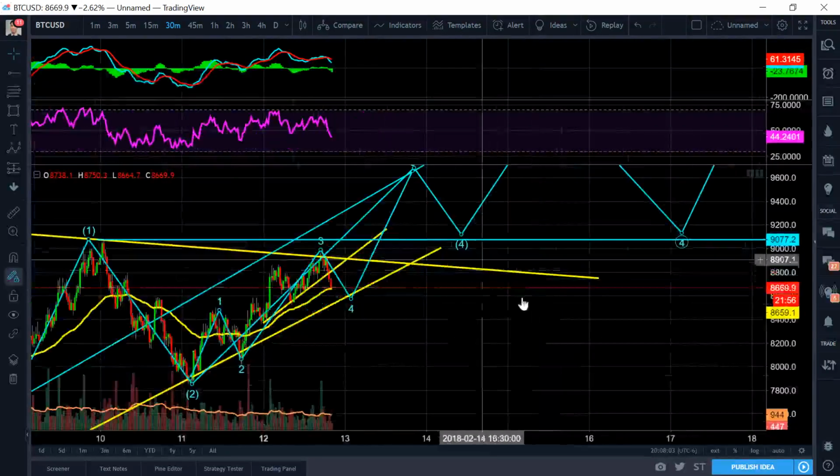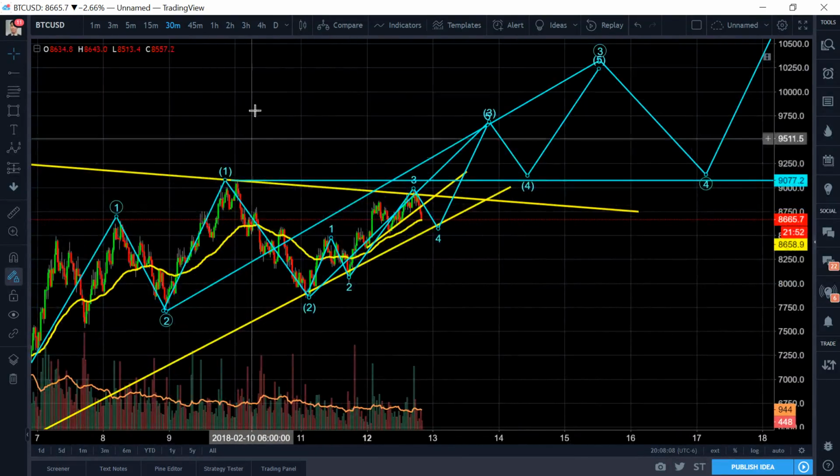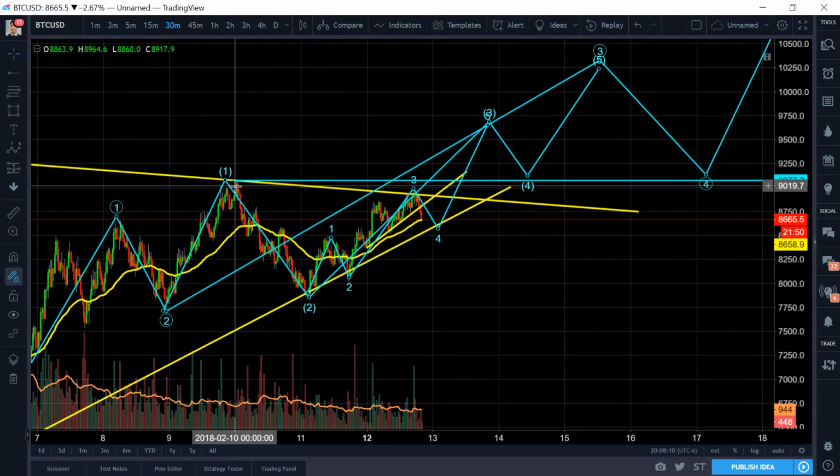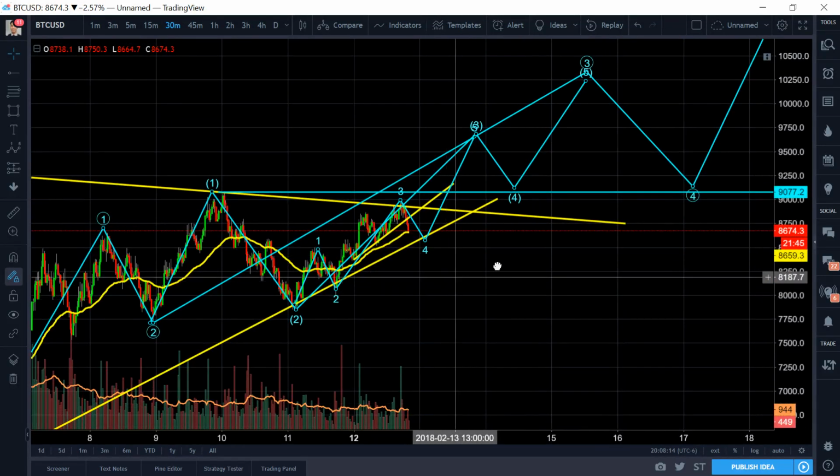We're hoping for a clear break right now above this neckline and above the weekly high. This is the weekly high. The candle closed off at $9,074. And we need to have a clear break.